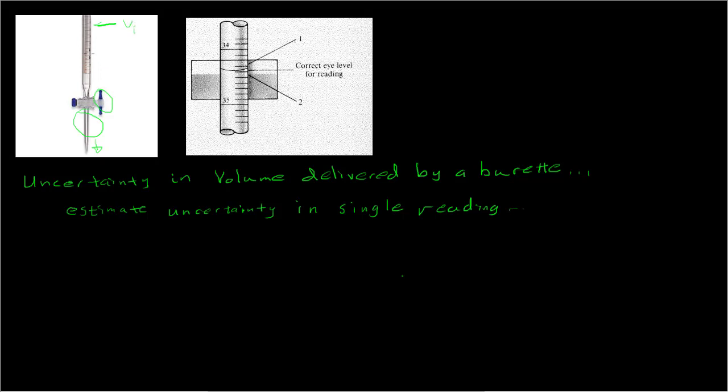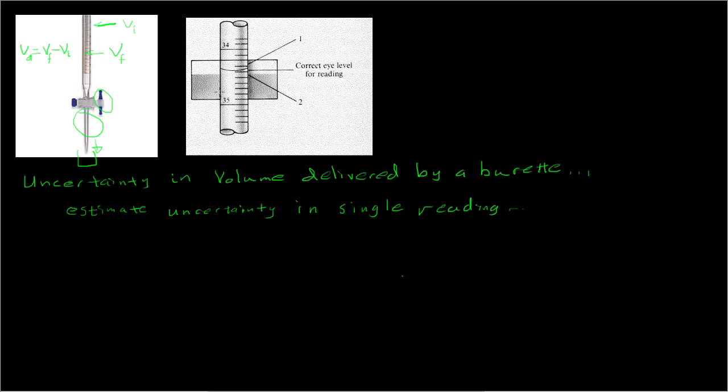Then we drain some volume out, and then we're going to take a final reading, call it V subscript F for final, and then the volume delivered, which I'll call V sub D, is just the difference between those. VF minus VI will tell you how much volume you squirted out into your beaker or whatever receiver container you have here. So let's try to estimate the uncertainty in a single reading.